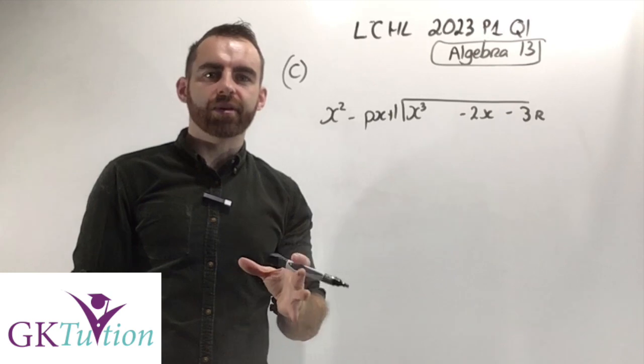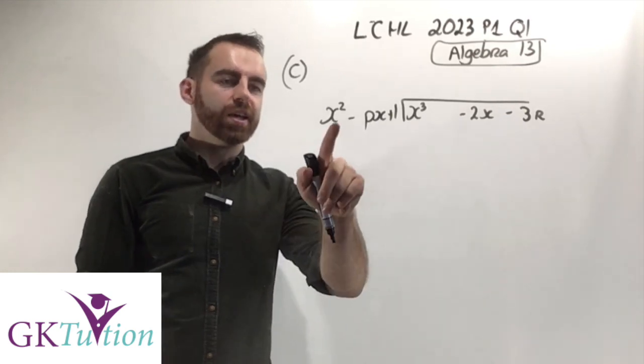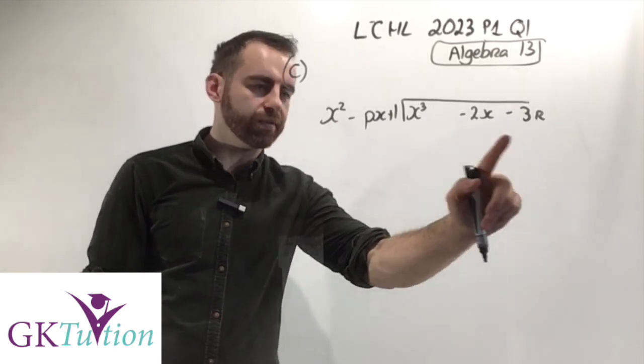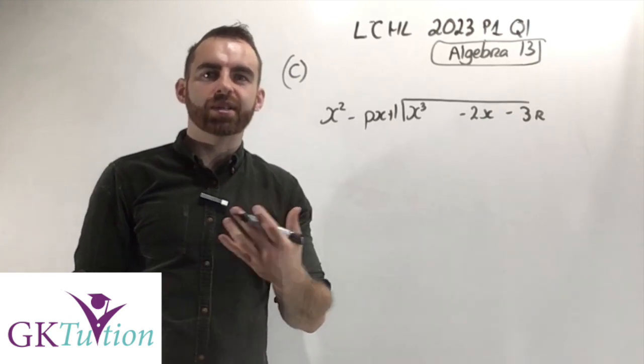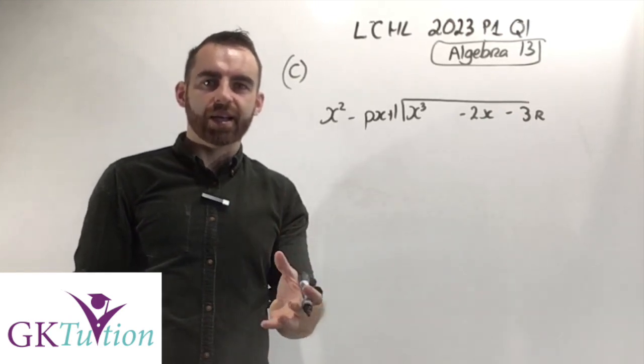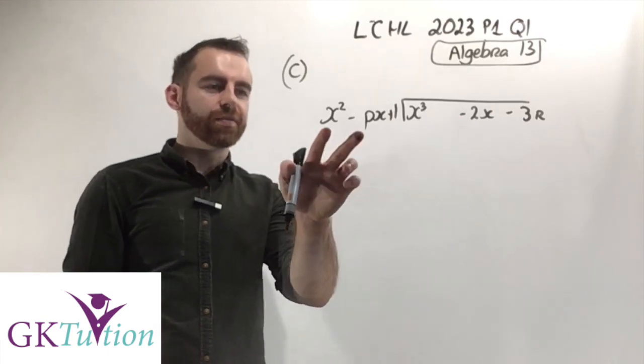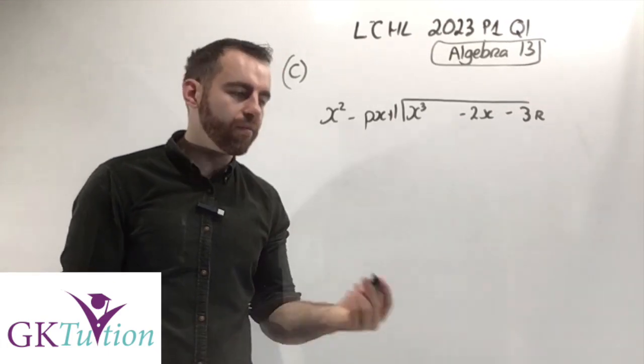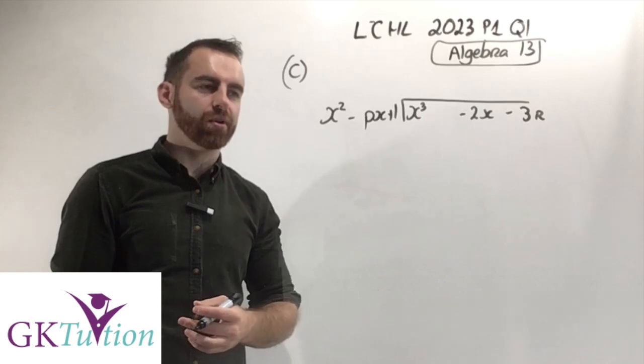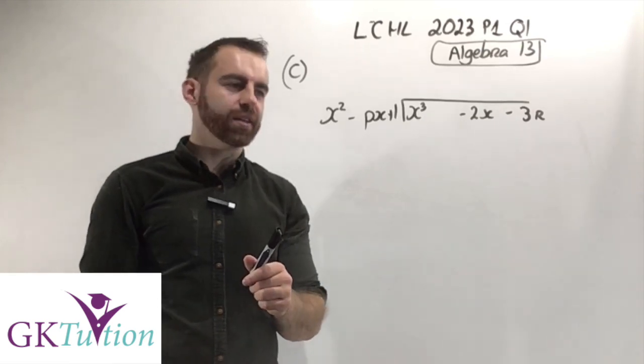The theory behind this, first of all, is that if this quadratic is a factor of this cubic, then that means we can divide it in. We can divide it in and the remainder will be 0. So that's the principle here. We're going to divide the factor into the cubic, and whatever the remainder is, we can let it equal to 0. There's just one little caveat here.